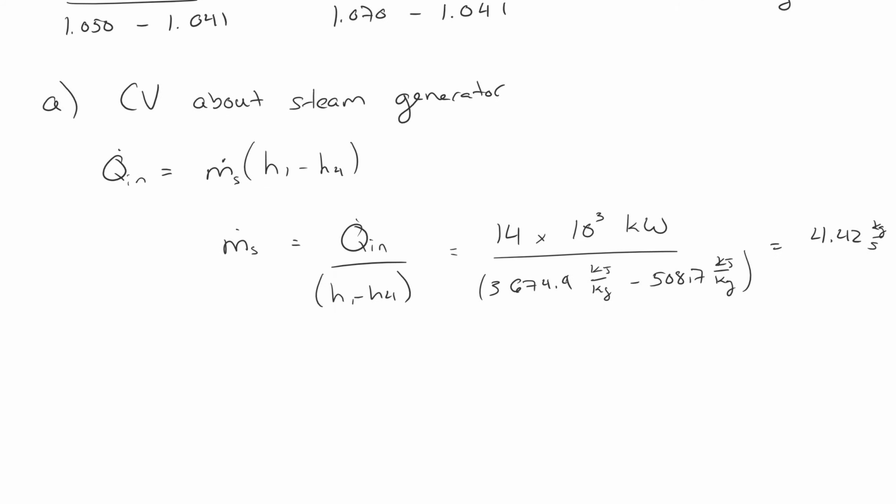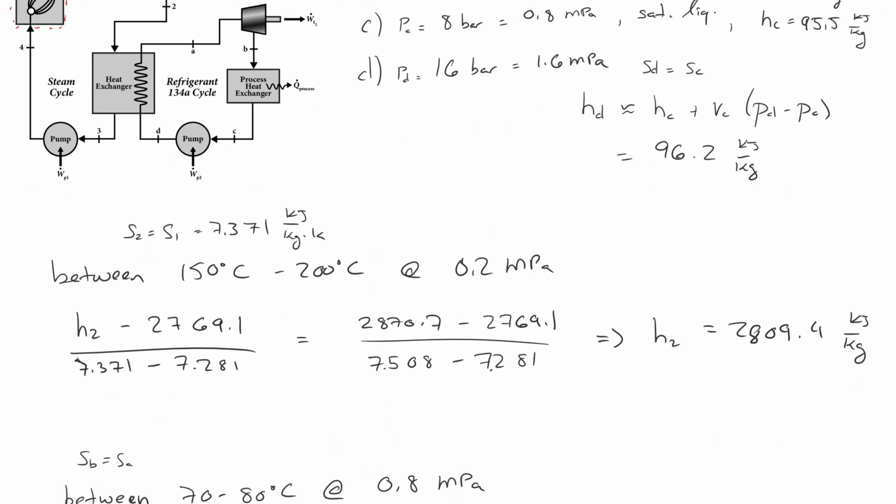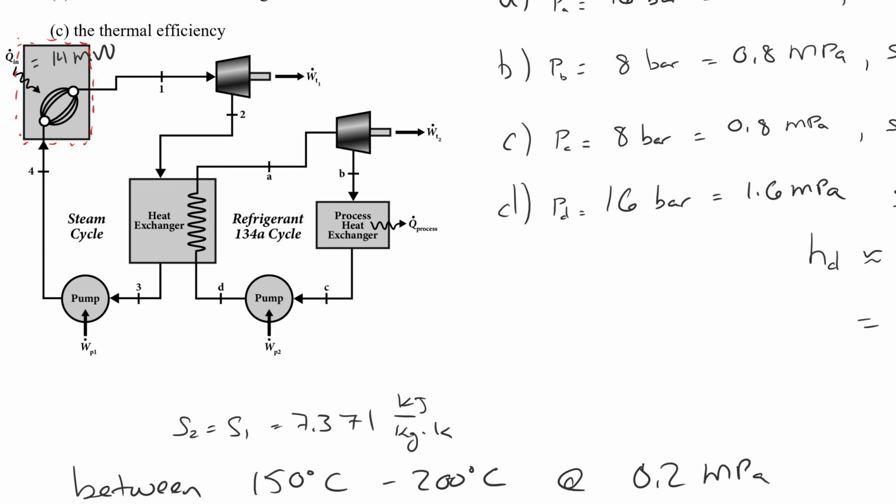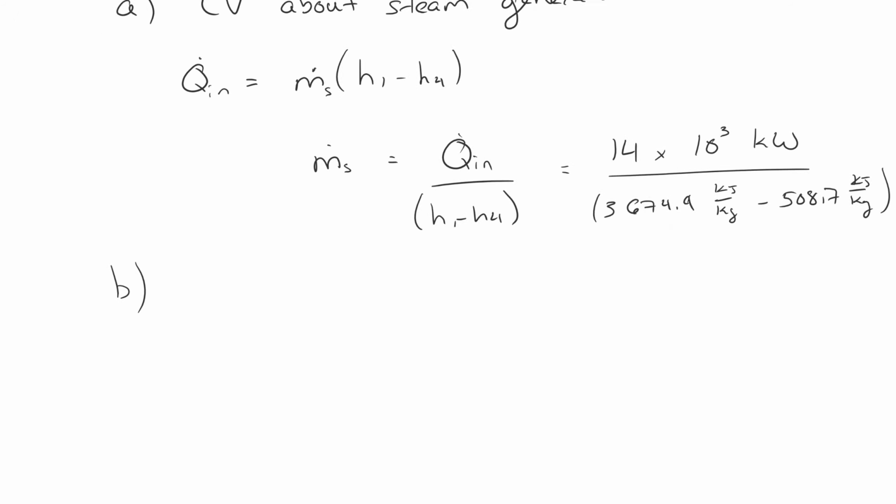Okay. Part B asks me for the mass flow rate of the refrigerant. So I need to choose, again, one of the components in this refrigerant cycle, not refrigeration cycle, but refrigerant cycle. And the only unknown can be the mass flow rate of the refrigerant. And so the only candidate that I have is the heat exchanger. Okay. So I must find the mass flow rate of the steam first before I can perform an analysis about the heat exchanger. But since I've already done that, I'm good to go.